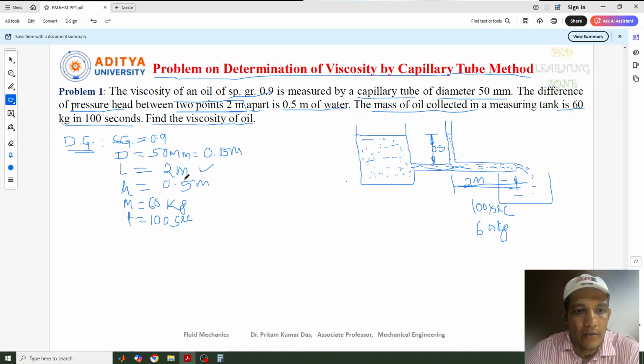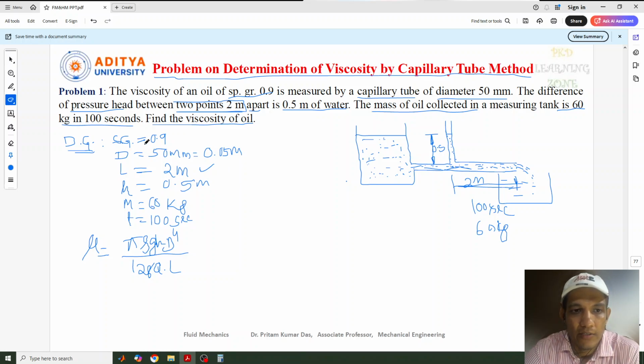Next, let's find what we need to calculate, the viscosity. As per our formula from the last class, viscosity mu equals pi rho g h d to the power 4 divided by 128 Q L, where Q is the discharge and L is the length of the pipe. Here g is known, h is given, d is given, and L is given, but rho and Q need to be identified. First, rho is the density of oil.